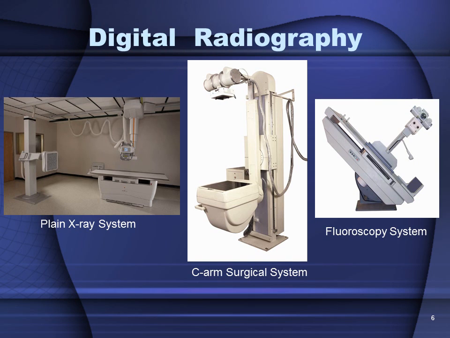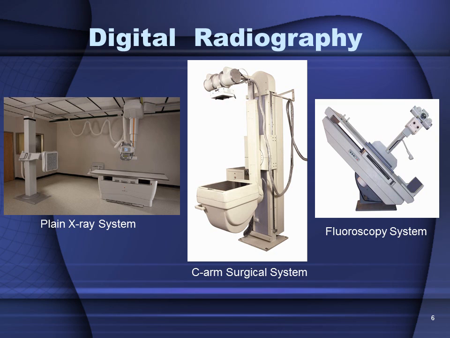These three images show different types of digital radiography systems. In the first on the left, this is a plain X-ray system, where the cassette would be placed in the bucky either under the table or in a vertical bucky if the patient was taking a standing film. In the middle, this is a C-arm surgical system, a surgical system that would be used in the surgical operative theater with the radiolucent table.